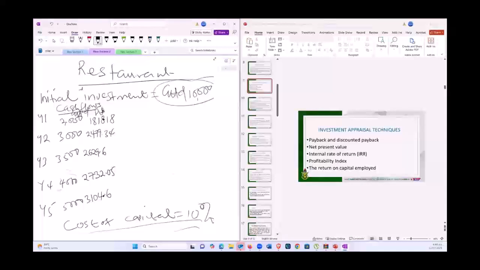Yes. Okay. Now, fortunately for us, we have already done the discounting. Haven't we done that? So what we are going to do is add all the present values to get the total present value.